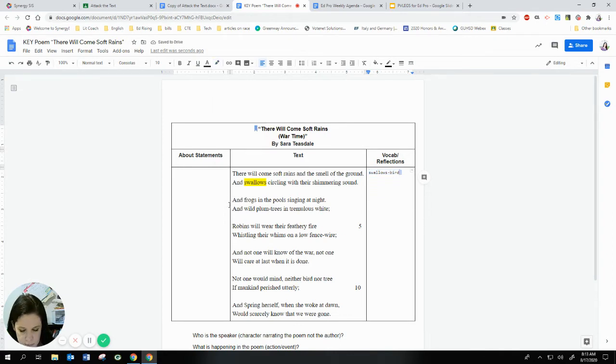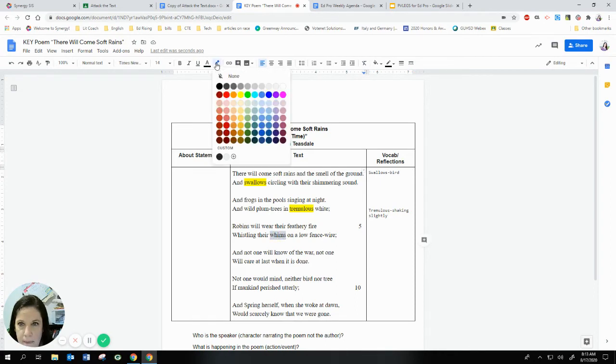Okay. Let's see, what else do we maybe need to define? Tremulous, or excuse me, tremulous. That actually means, put that over here. Also, like we did in the past, when I'm typing on here, you're typing on your poem. So tremulous means a shaking slightly. Okay. Whims might be a word that you don't know. This is a sudden desire. So we're going to define that.